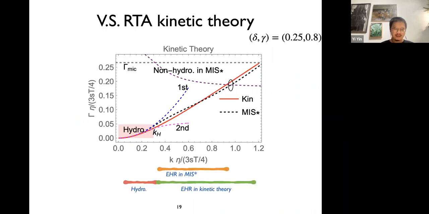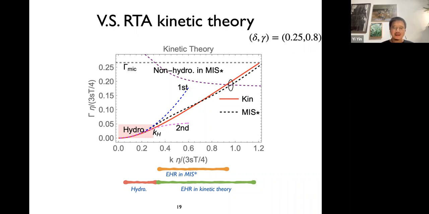So in this slide, I would like to revisit the sound mode in the kinetic theory. This red curve is the sound dispersion relation in the extended hydrodynamic regions. It's different from the first order results. And this black dashed curve is what we obtain from our extended theory by choosing one particular combination of the model parameters.